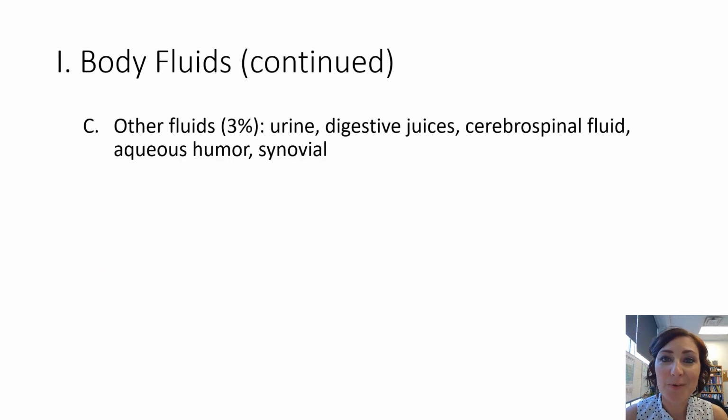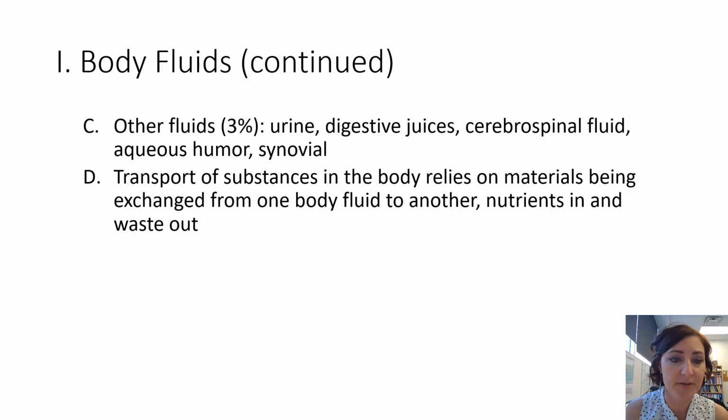If you are following along with the math, you'll have realized that those percentages don't add up to 100. So what are we missing? We're missing all those other fluids, and we lump them all together because they're different from each other and they don't fit into a nice category other than miscellaneous. So 3% of the fluid in your body is going to be made up of urine, digestive juices, cerebrospinal fluid, aqueous humor, as well as synovial fluid. So it's kind of a catch-all for the rest of it.